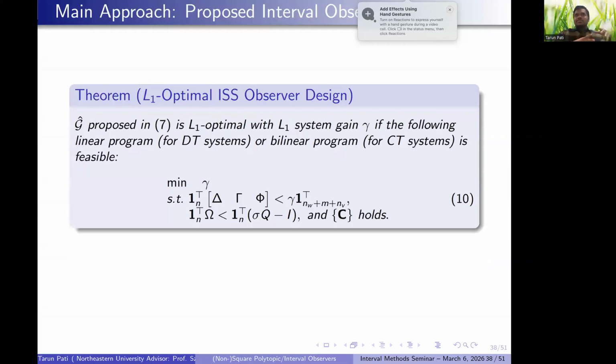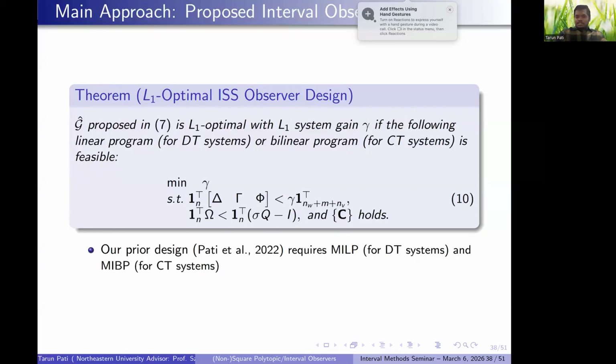Now that we've enforced correctness using our design method, the second thing we need to do is enforce stability. For this purpose, we need to design our gains T, N, and L to satisfy some kind of optimality. The first optimality that we chose is L1 optimality, and that is obtained by solving equation 10. The solutions give us our three required gains T, N, and L, and using those our observer is L1 optimal.